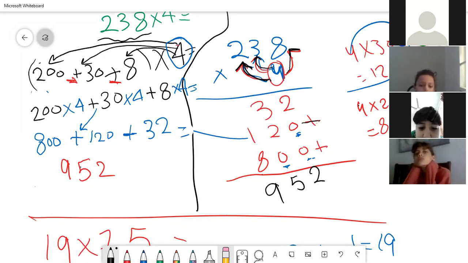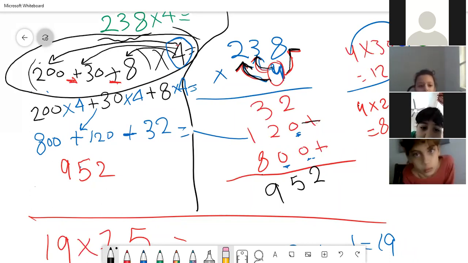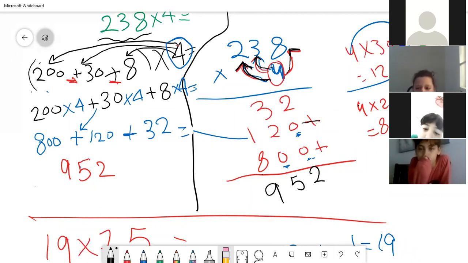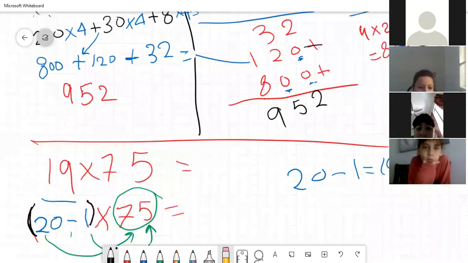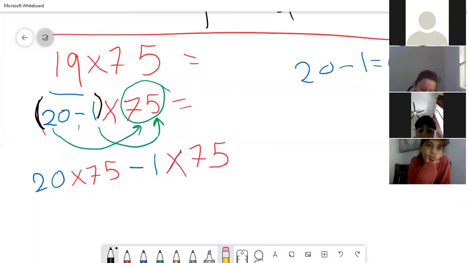Okay? And don't forget, this is the same as this. We multiply the 4 by 8, the 4 by 30, the 4 by 200. So the same we will do here. We will multiply the number here by the whole numbers inside the brackets. What do we have inside the brackets? 20 minus 1. So we will multiply the 75 by the 20 and by the 1.